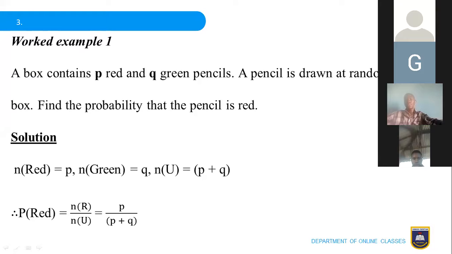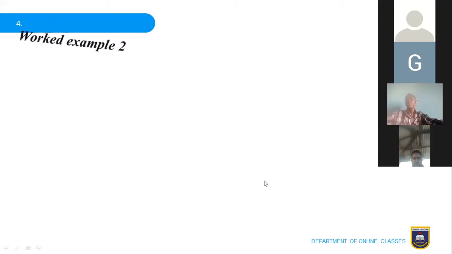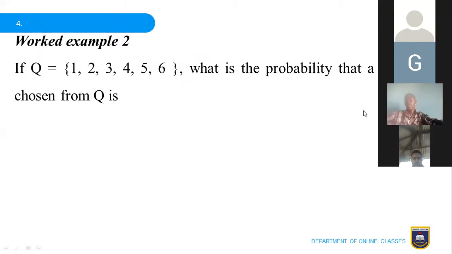Now, let's go to example number 2. If Q equals 1, 2, 3, 4, 5, and 6, that is the set. The set Q contains those elements. What is the probability that a number chosen from Q is, so the question will now follow. The first one, less than 4. We want to find the probability that a number chosen from this set Q is less than 4.